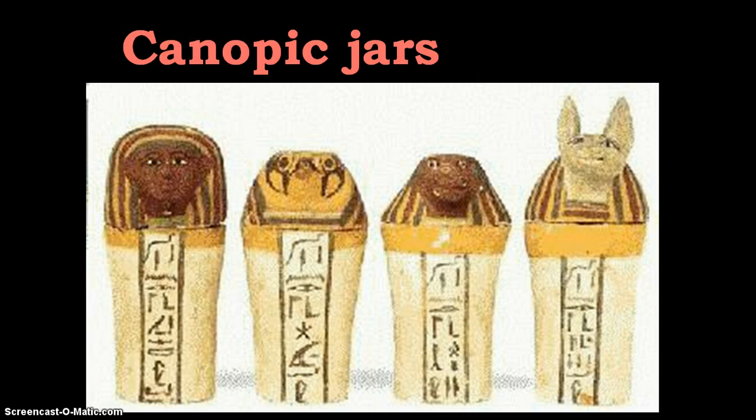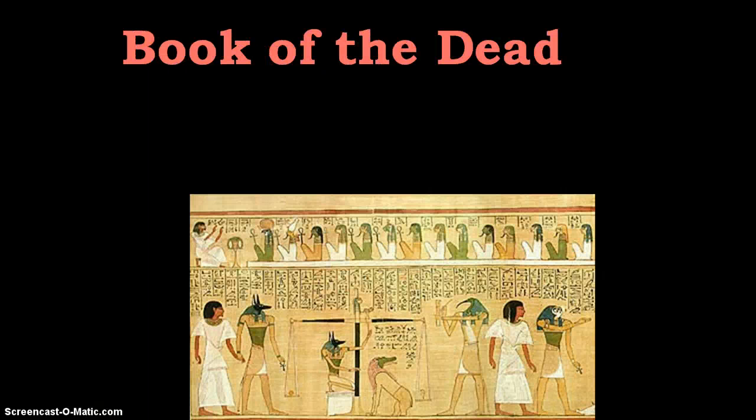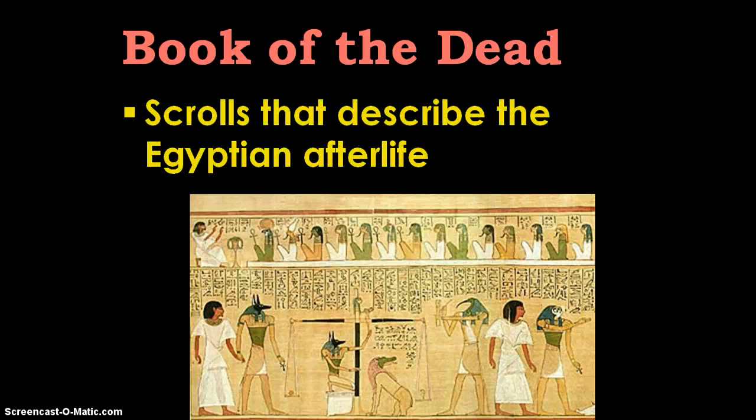All right, canopic jars. This is where the organs would be stored. Okay, and we know all of these things from the Book of the Dead, where the Egyptians were able to keep a record of the dead. It's scrolls that describe the Egyptian afterlife.